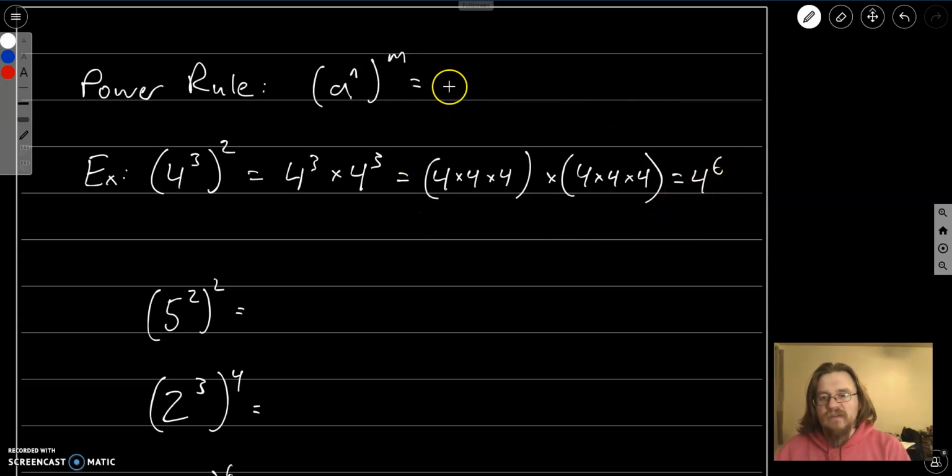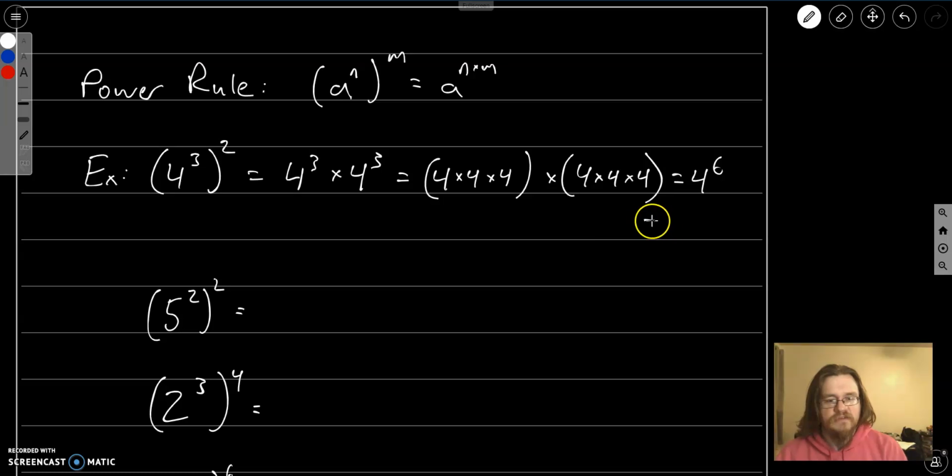So when I simplify this, this is going to be a to the n times mth power. So we get to multiply the exponents together. And then we could use the same rules as before to come up with this.